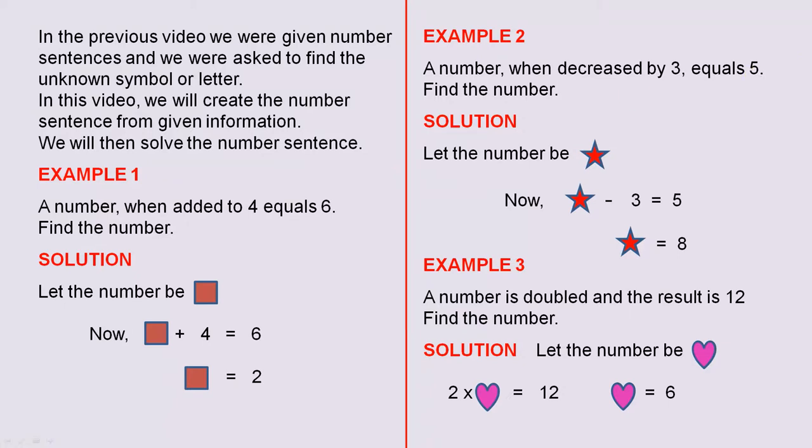Example 1. A number, when added to 4, equals 6. Find the solution. Now the first thing we have to do is let the unknown number be something. So let's let the unknown number be this square here. To form the number sentence, we're given that the number when added to 4, so that's the square plus 4, and that equals 6. So square plus 4 equals 6. There's our number sentence.